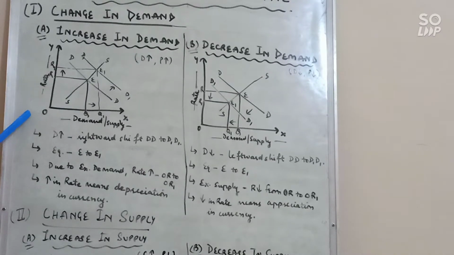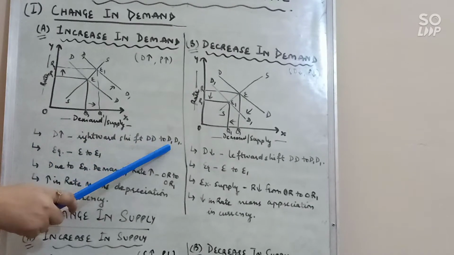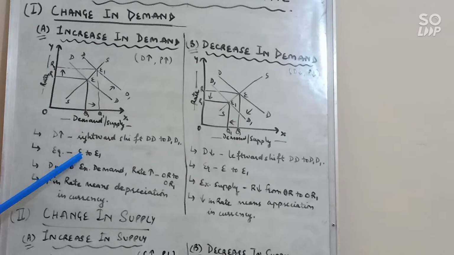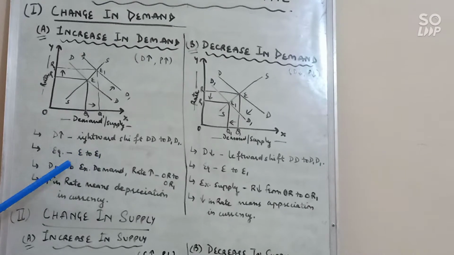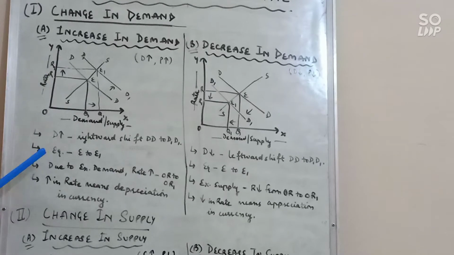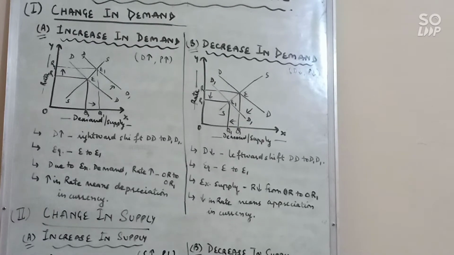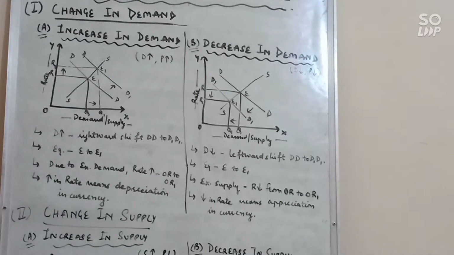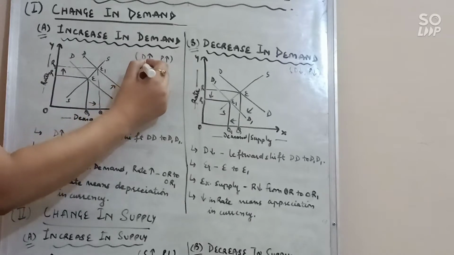After making this diagram, you will explain all these points: with the increase in demand, there is a rightward shift in the demand curve, DD to D1. The equilibrium point shifts from E to E1. Due to excess demand, the rate will increase from OR to OR1, and there is an increase in quantity also, OQ to OQ1. The increase in rate shows depreciation in the currency, that is, a decrease in the value of the domestic currency in terms of foreign exchange. Here one point arises, there is a net relationship between demand and price.